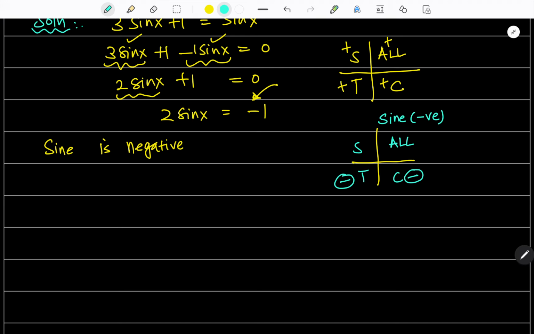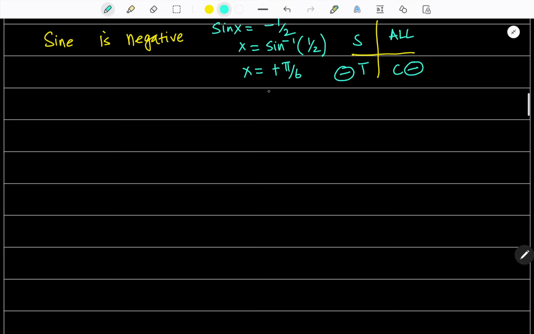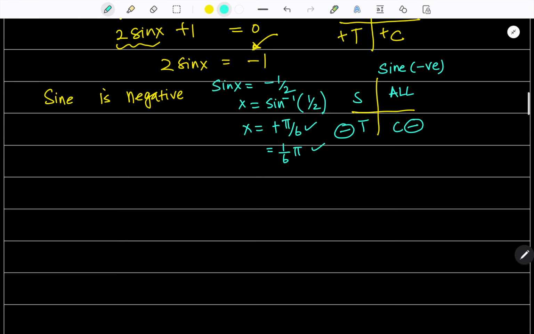Right. So just put in the calculator sine x is equal to minus 1 by 2. So x is equal to sine inverse. Don't put negative, just put 1 by 2. If you put negative, you will get a negative answer. But if you put positive, you will get pi over 6. Actually, in the calculator, you will get 1 over 6 pi. Both are the same. Keep in your mind.